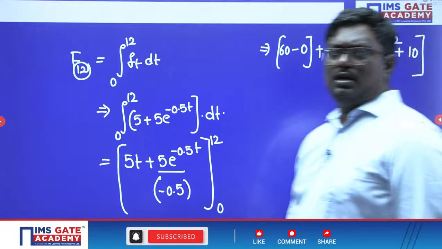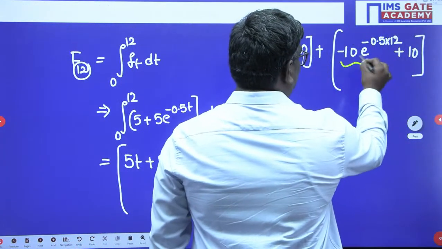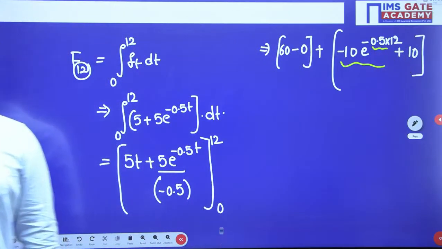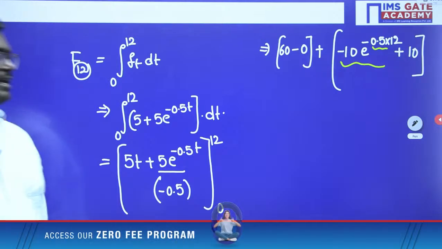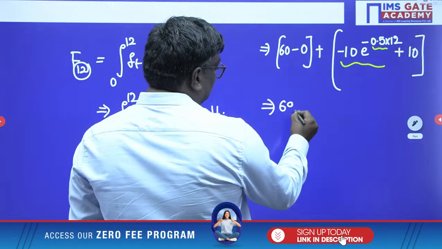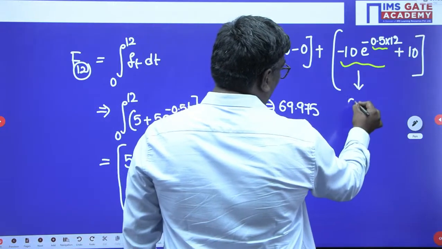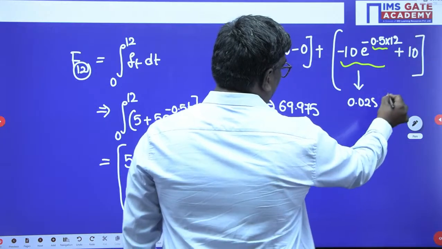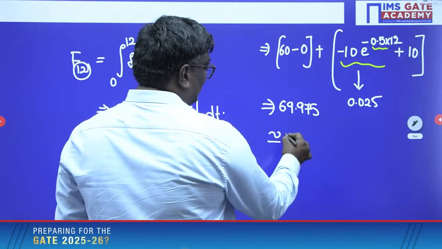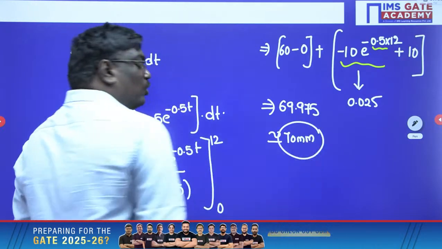Okay. Now, see students, this will be a very minute value because anyhow e power minus 6 is a very small value, sir. You can neglect it, or if you want the exact answer, you will get 69.975. So, this value is somewhere around 0.025 mm. Okay. If you neglect this, approximately you can take it as 70 mm. Okay. I hope you are clear.